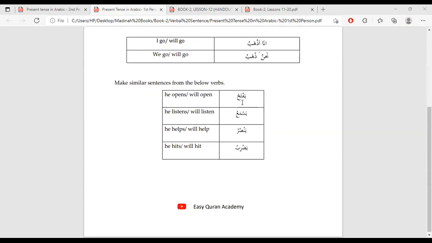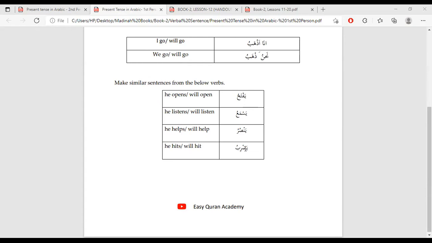Similarly here, yaftahu. If I want to say I open, how will I say? Yaftahu, he opens. If I want to say I open, I will say aftahu. And we open? Naftahu. Similarly, yasma'u, he listens. And if you want to say I listen, asma'u. And we listen, nasma'u. And similarly, ansuru and nansuru, and adribu and nadribu.